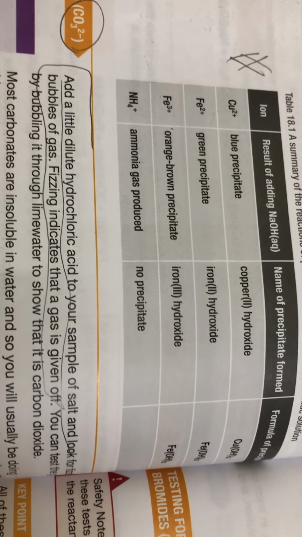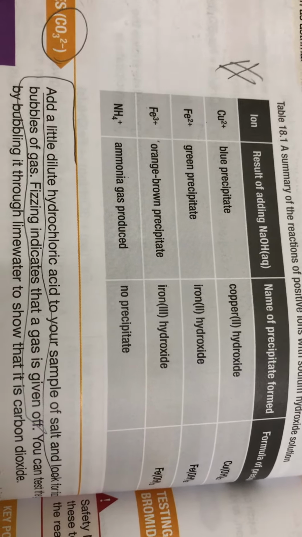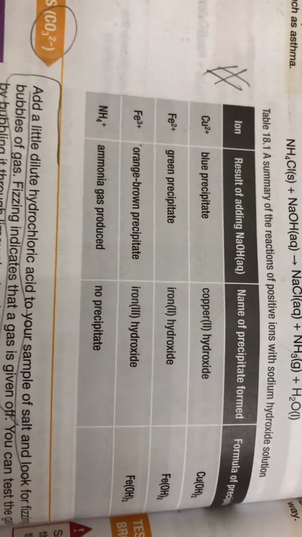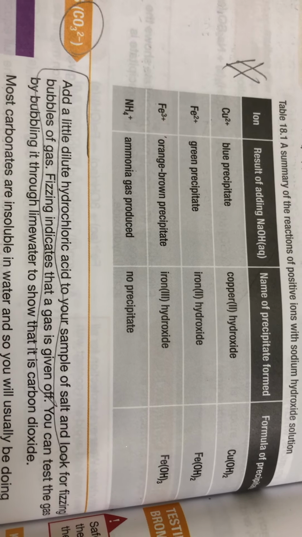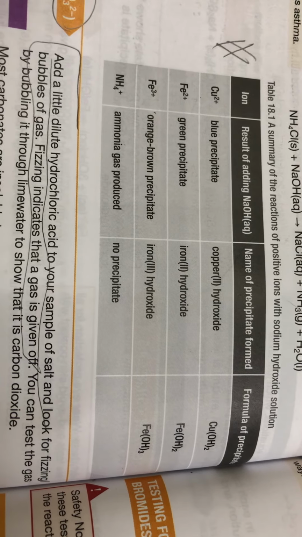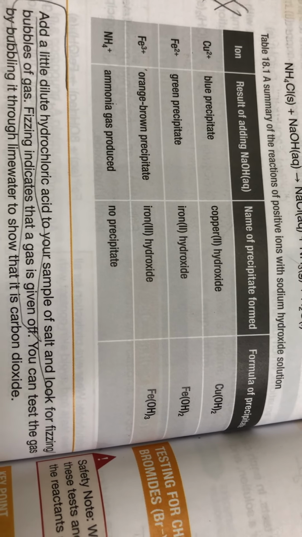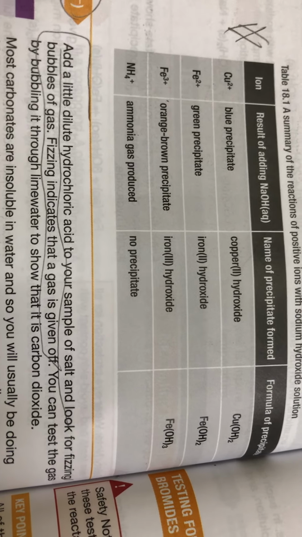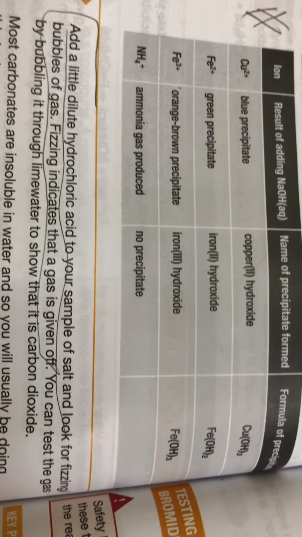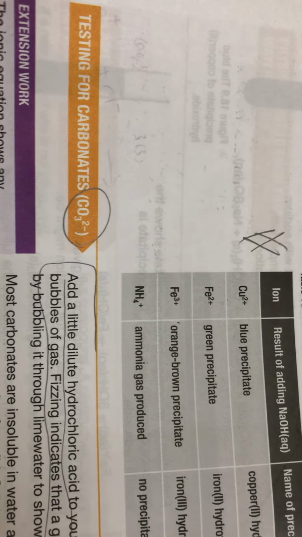And how can we test the presence of carbon dioxide? As I said in the last period, by using lime water, which turns milky. So please highlight these three lines: add dilute hydrochloric acid to your sample of salt and look for fizzing bubbles of gas. Fizzing indicates that a gas is given off. What is the gas? Carbon dioxide. This is all I want in testing for carbonate, CO3 -2.